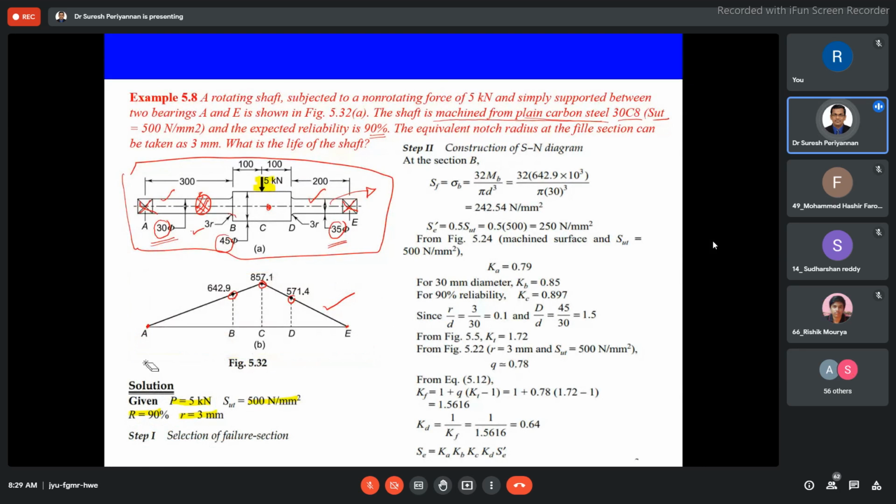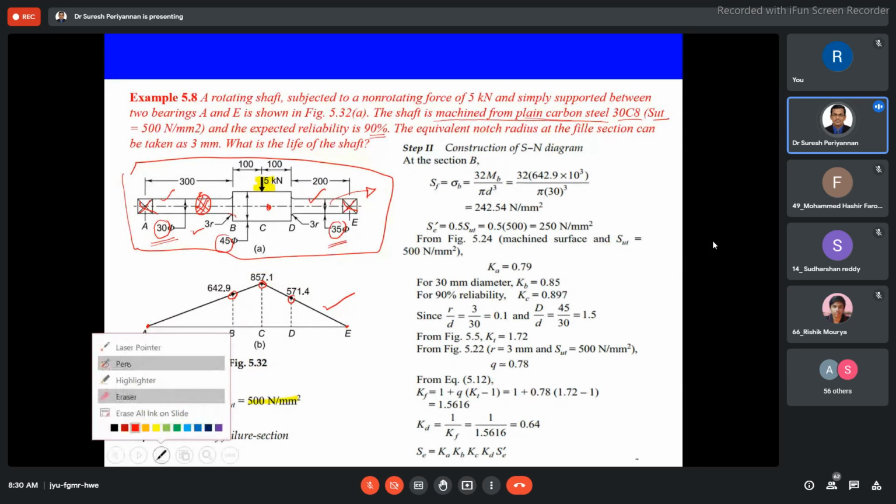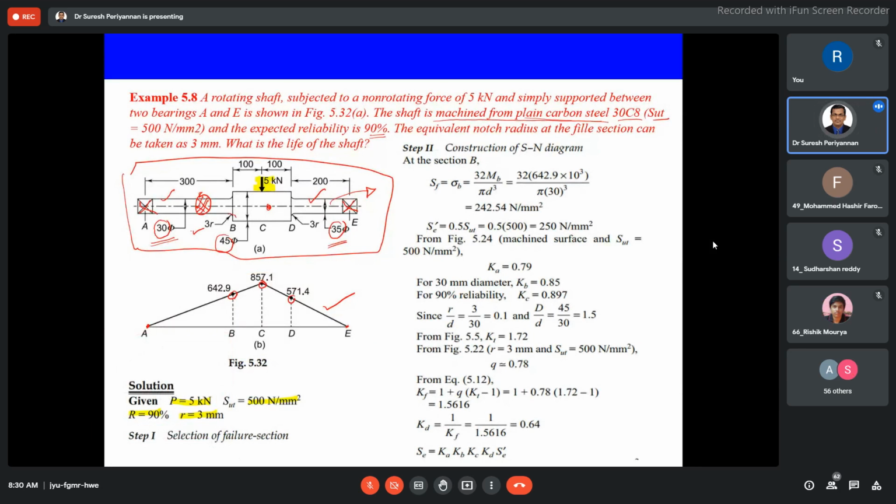Now I am saying that based on our bending moment and shear force calculation, even in the bending moment and shear force calculation, this region is subjected to maximum bending moment. Hence this is the region of interest. But this region has maximum bending moment, but the dimension is more. Hence I don't like to go to that region. But this region is the smallest diameter, hence I would like to go for the design for this region only.